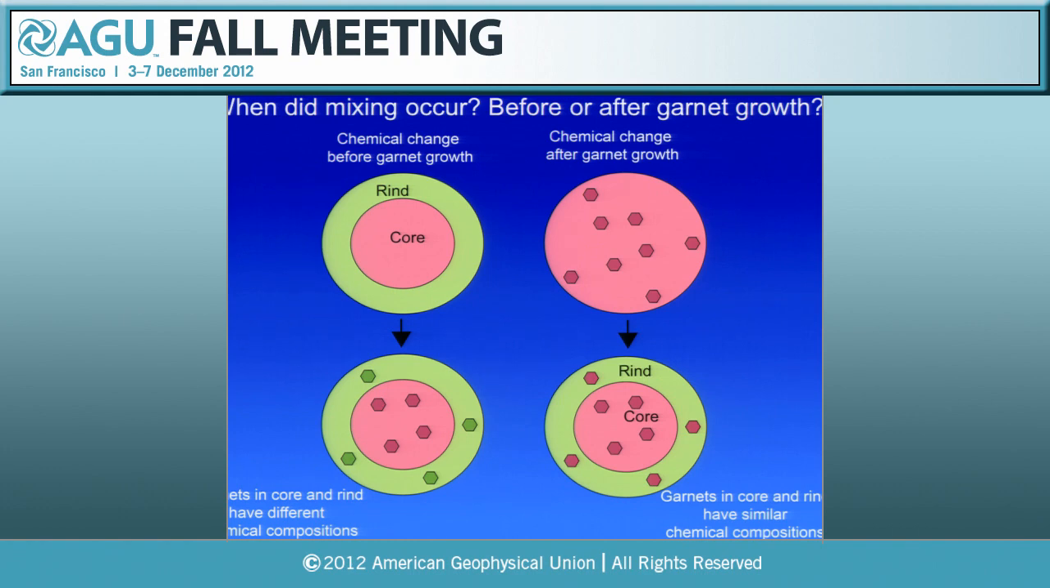If the chemical changes that formed the rinds occurred before garnet growth, we would expect a chemical difference, here indicated by the pink and green colors, and that the garnets overgrowing that chemical difference would likely be different in their chemical composition. On the other hand, if the garnets grew first and then there was mixing that created the difference in chemical composition, we might expect that the garnets would record the same composition in rind and core. If the chemical change occurred during the garnet growth, we might actually expect some overlapping in composition, in particular in the very centers of garnets.